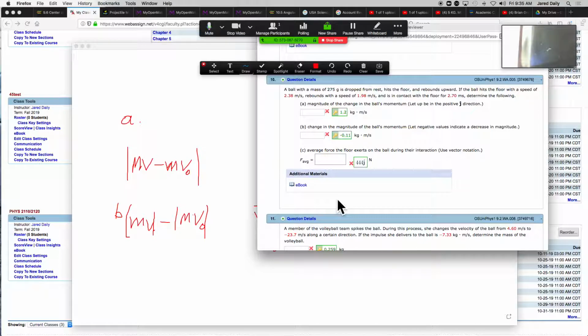So the average force is the force from the impulse, which will be equal to part A divided by the time, not times the time. Because force times time equals impulse, or force times time equals change in momentum, so change in momentum divided by time is force. So you take your change in momentum from part A and you divide by the time, and you put that into part C.